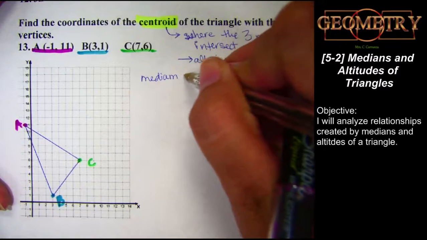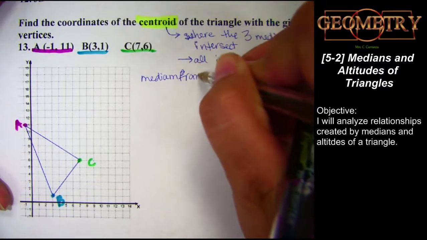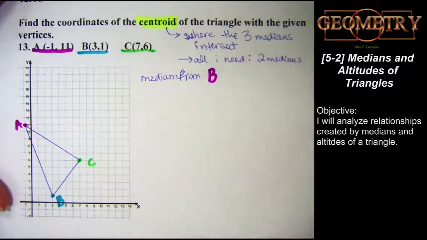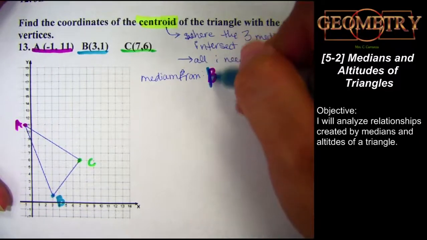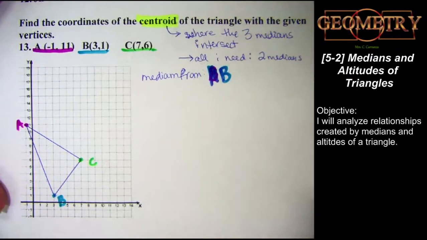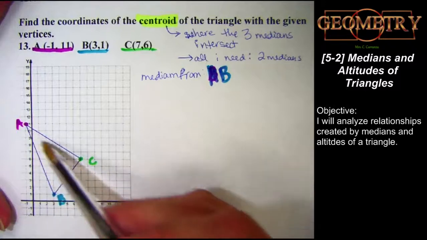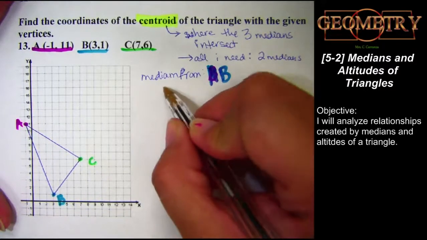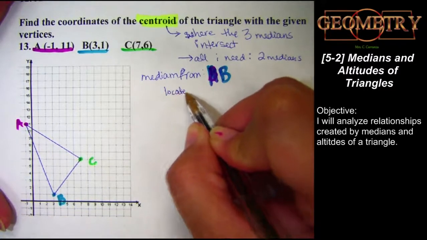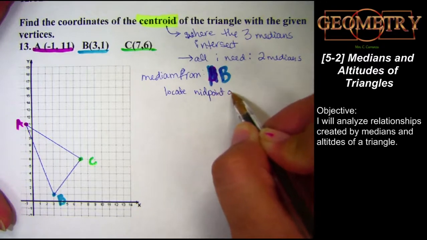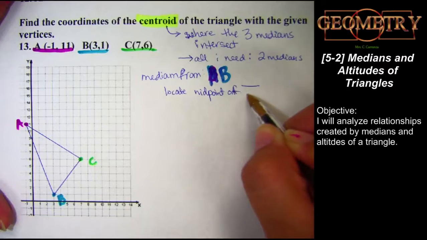So median from, I heard B, from point B, which is (3, 1). I totally wrote that in the wrong color, I'm sorry. All right, median from point B. That means we need to go from point B to the midpoint of AC, which means I need to locate the midpoint of line segment AC.